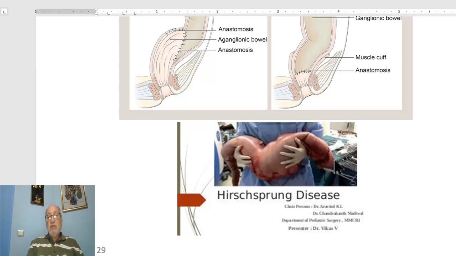This huge bowel segment is the aganglionic segment, in which there are no ganglion cells or parasympathetic supply. This is Hirschsprung disease.